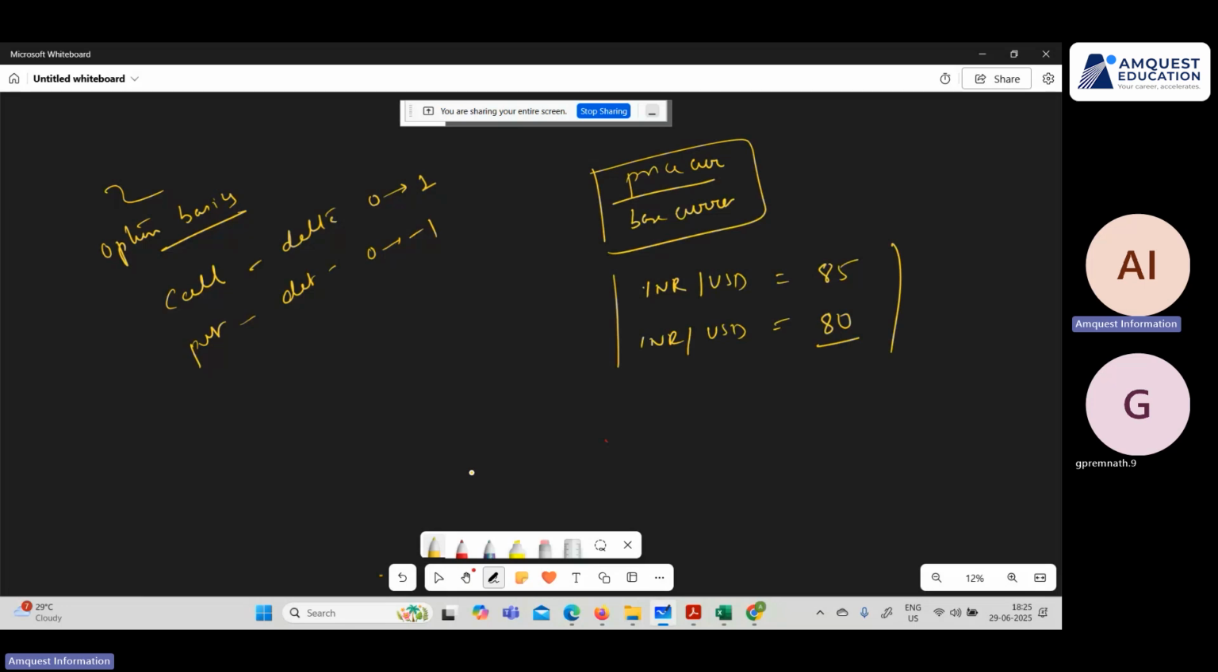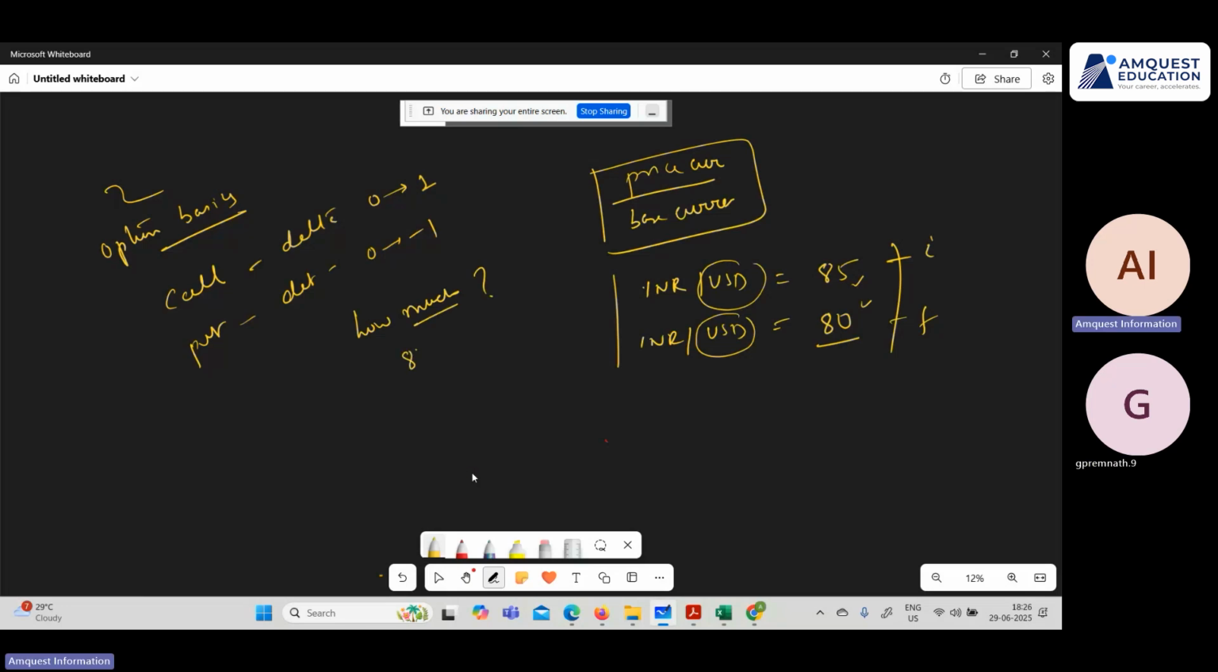So which currency has appreciated and which currency has depreciated? INR is appreciated, USD is depreciated. USD has depreciated, right? This is initial and this is final. I hope you know why I am saying that USD has depreciated, because the value has decreased and we look at it with respect to base currency. The question is how much?